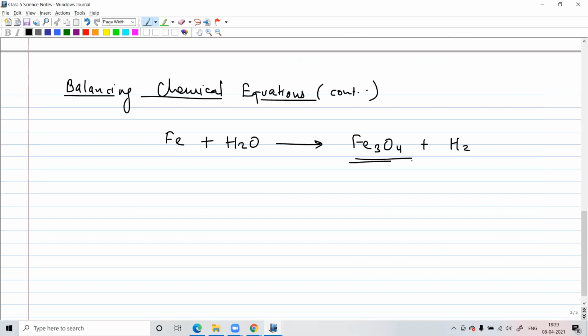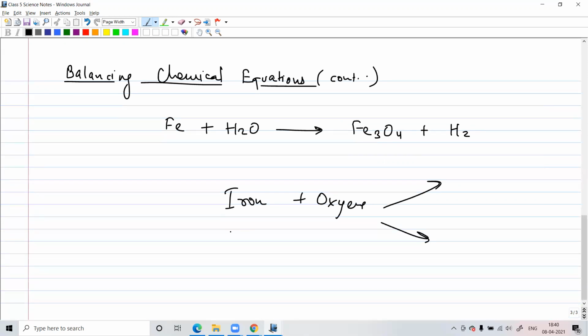Okay, this is Fe3O4. 3 atoms of iron and 4 atoms of oxygen. This is called ferric oxide. Sir, which one? What did you call it? Ferric oxide. When iron combines with oxygen, actually, it can make two kinds of oxides.